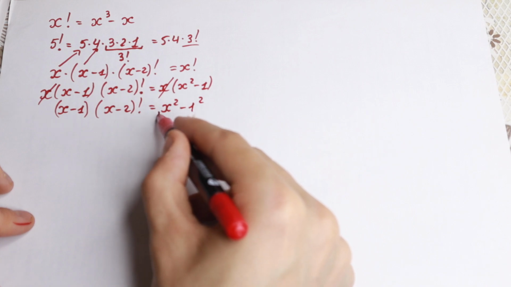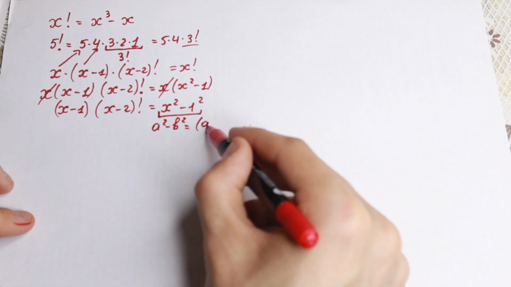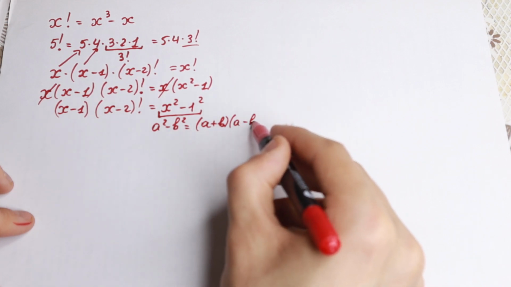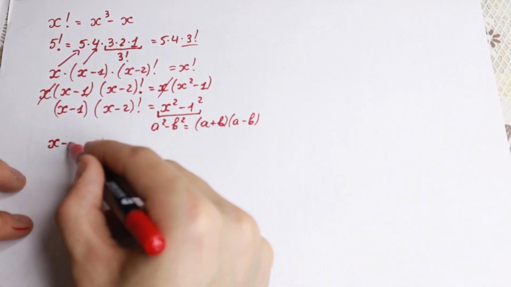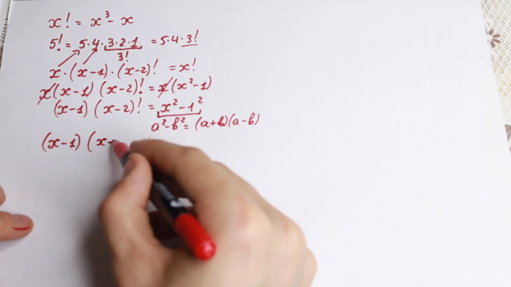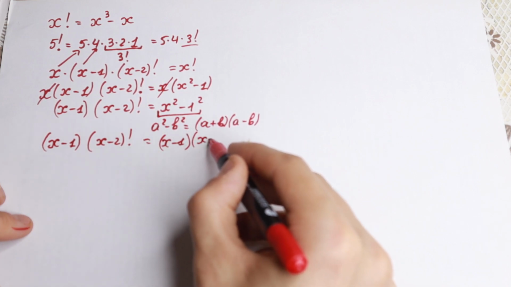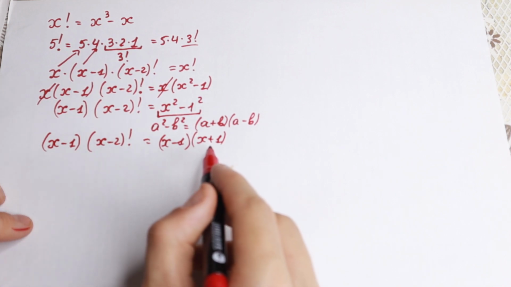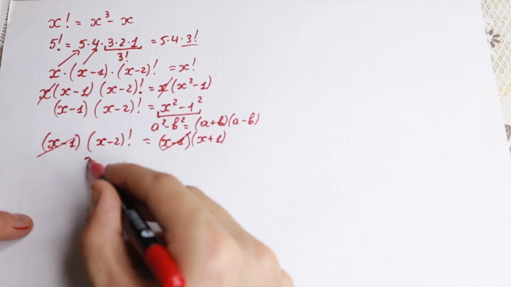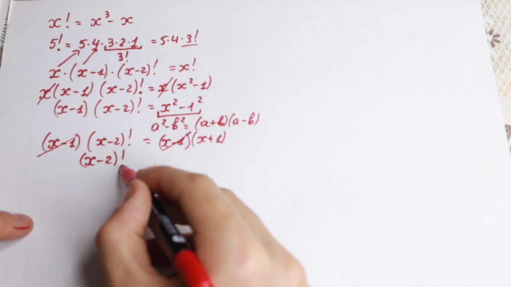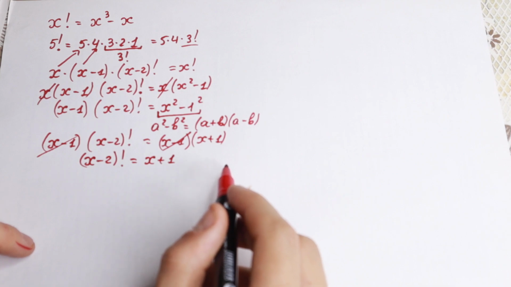And it's not hard to see that this is our identity formula: a square minus b square is equal to a plus b times a minus b. Yeah, this is our school identity, we need to know it. As a result, let's use this identity. We have x minus 1 times x minus 2 factorial equal to x minus 1 times x plus 1. Yeah, and if you look closely, it's all a product, and we can easily cancel this x minus 1. So as a result, our final equation right here is x minus 2 factorial equal to x plus 1. After all the simplifying steps, we have this equation.